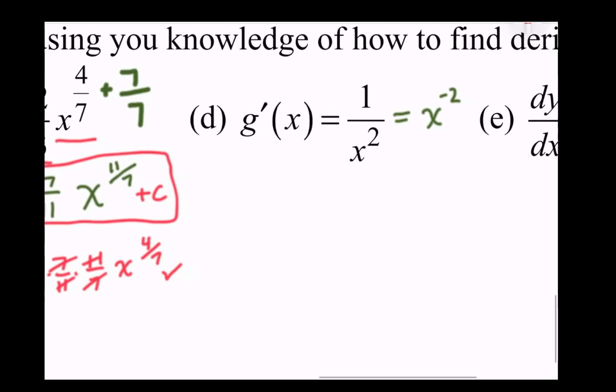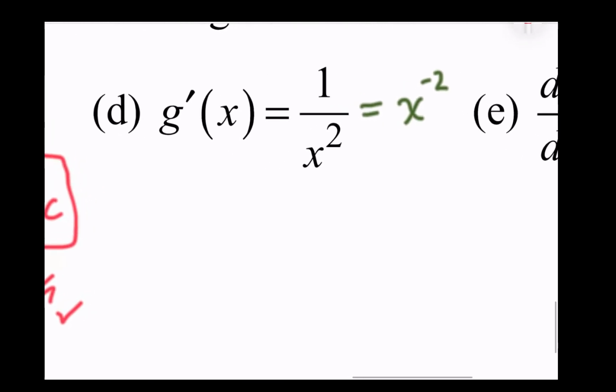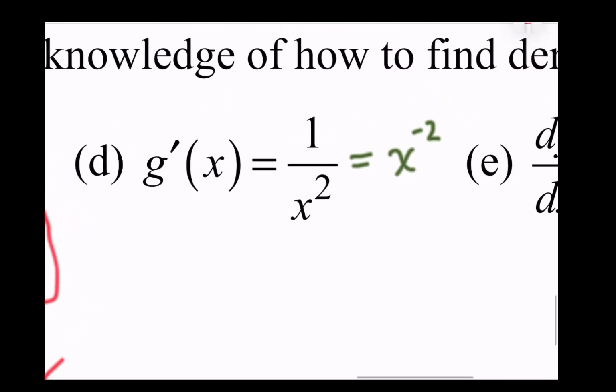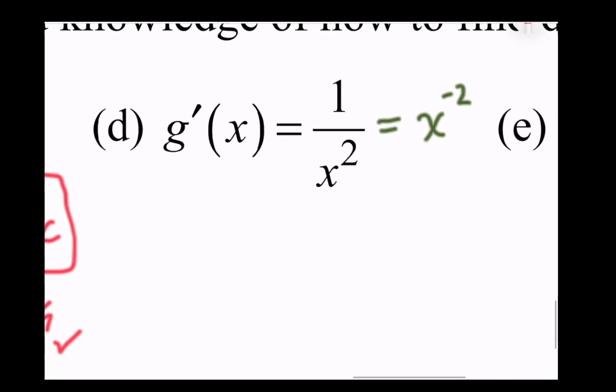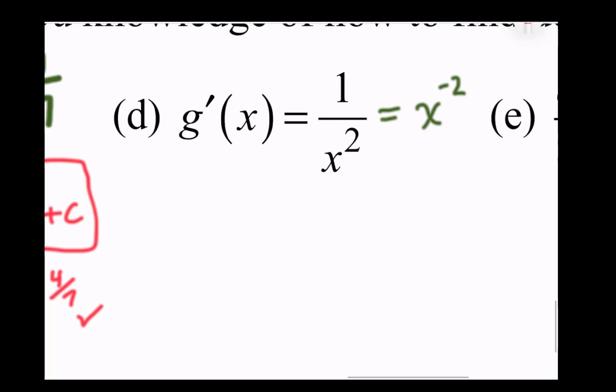So then moving on with this, you could see I already have a little note there. Just like when we did derivatives of power rule, sometimes we had to rewrite our fractions to make it easier to take the derivative of. Same thing with antiderivatives. So I had 1 over x squared. I'm going to rewrite that as x to the negative 2 so that it's easier to take my antiderivative. So the antiderivative of g prime will be g of x. I will add 1 to my exponent to get negative 1, and then I will divide by my new exponent.